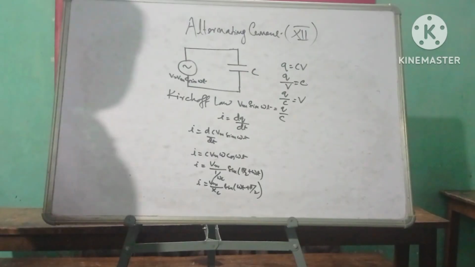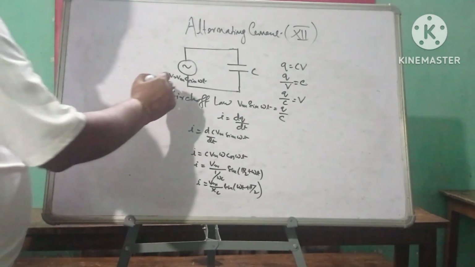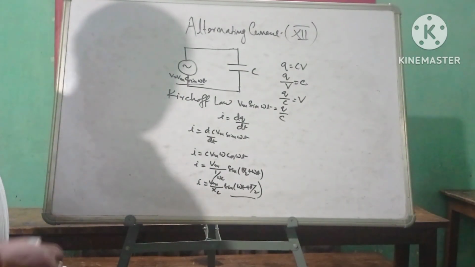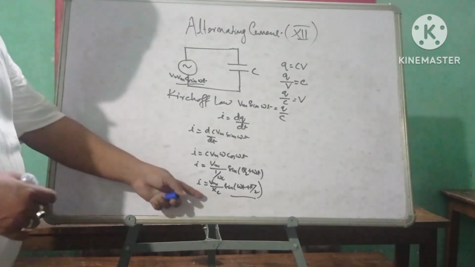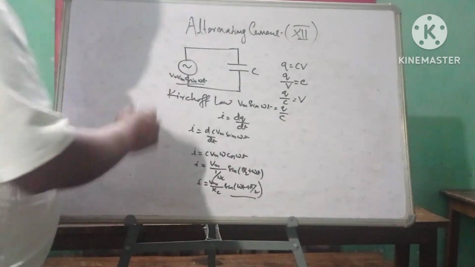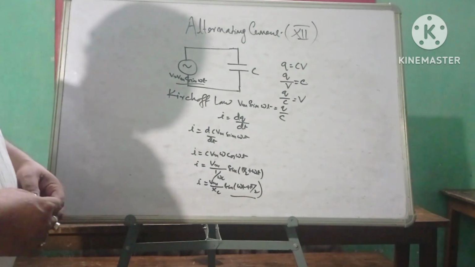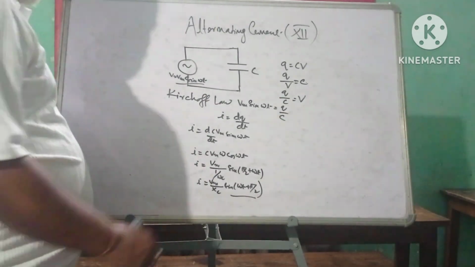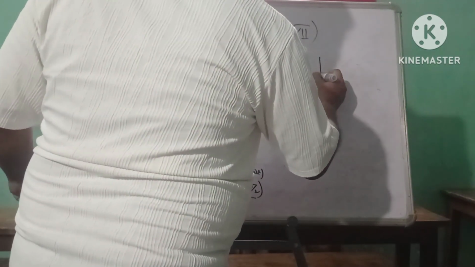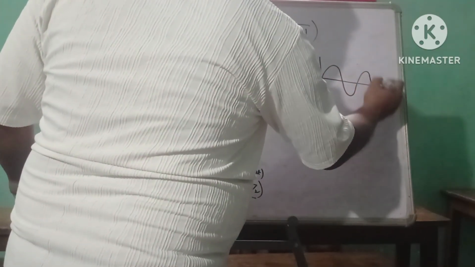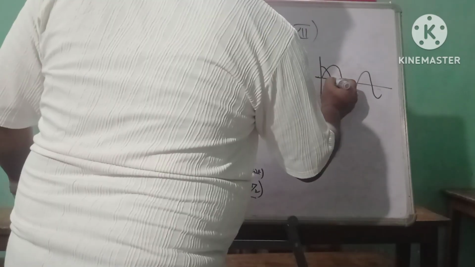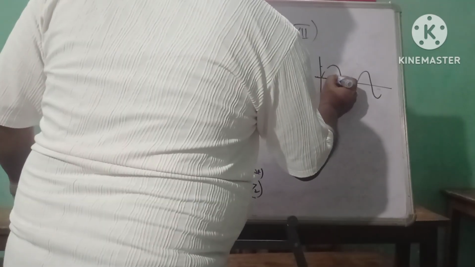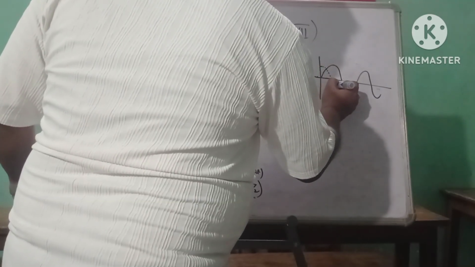Here you see, if you compare this, that means your current is ahead of V. Here this is Im, and your current is ahead of V. So your graph will be, this is your V, and your current is ahead of V.